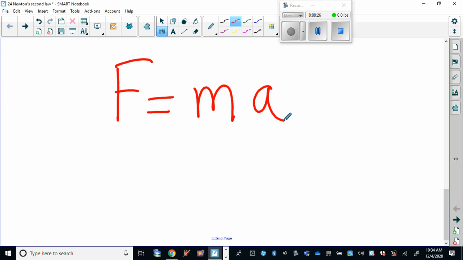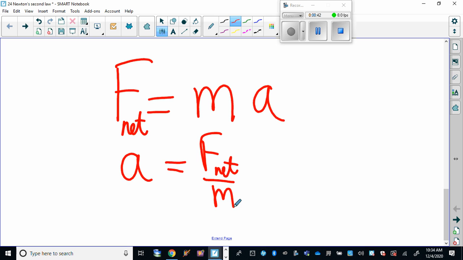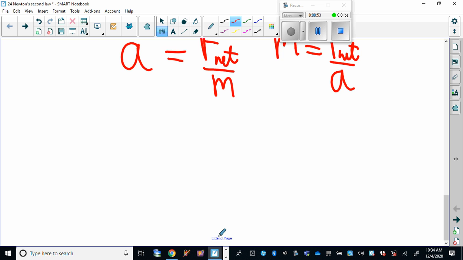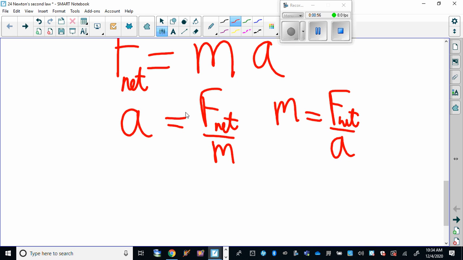The force equals the mass times the acceleration. And some people put net force here, which is a good idea. Net force equals mass times acceleration. Therefore, the permutations of this are acceleration equals net force over mass, and mass equals net force divided by acceleration. The one that appears on your formula sheet is this one.